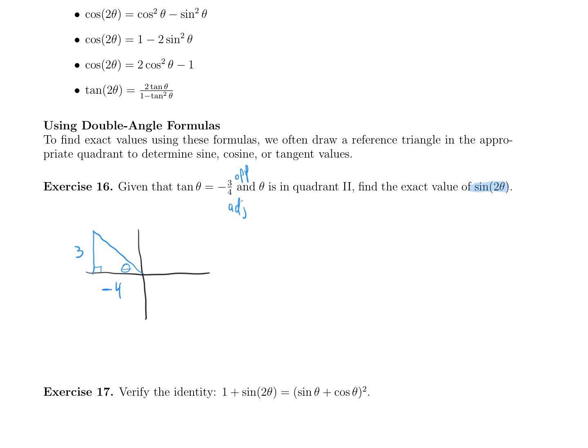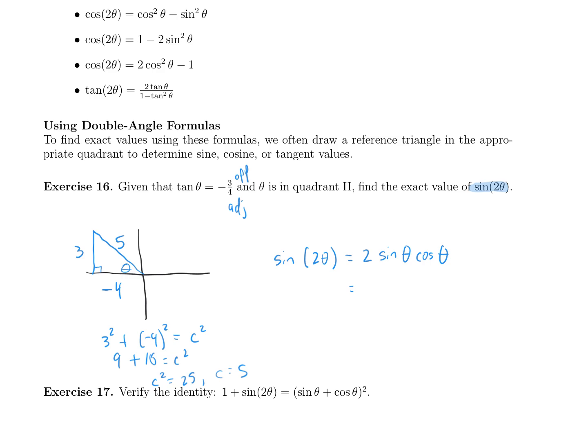Using the Pythagorean theorem, a squared plus b squared equals c squared, so we get 9 plus 16 equals c squared. C squared equals 25, which means that c equals 5. Once you have the 3 sides of the triangle, now you can go ahead and use the formula. Sine 2 theta is equal to 2 sine theta cosine theta. And now we can use the triangle to figure out the values of sine and cosine.